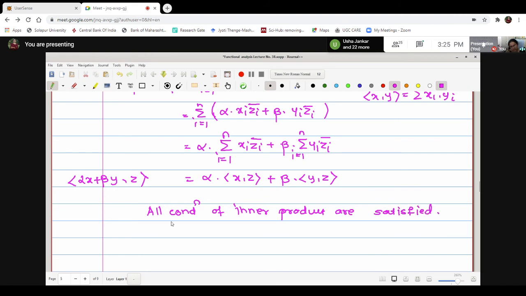Hence, the given space L2n is an inner product space. Any difficulty with the first example?